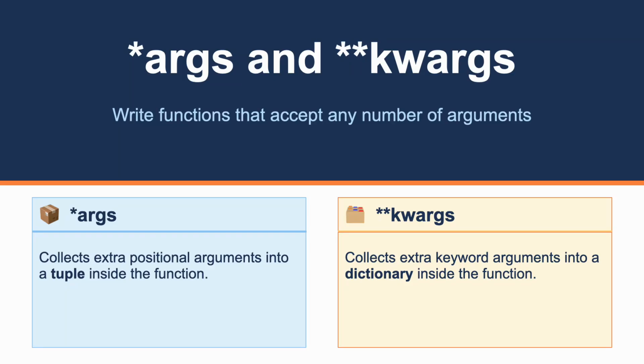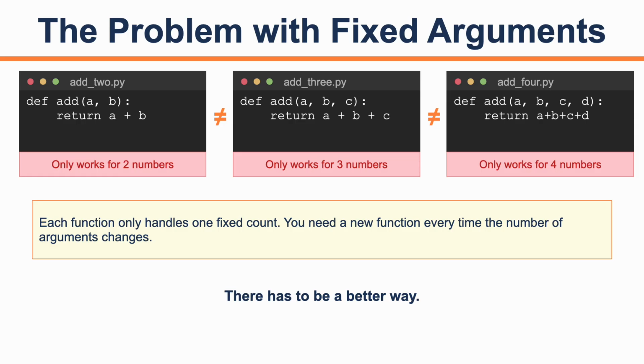Today we are going to learn about args and keyword args in Python. These are two special features that let you write functions that accept any number of arguments. By the end of this video, you will understand what they are, how to use them, and when they are useful. When you define a function in Python, you normally specify exactly how many arguments it accepts.